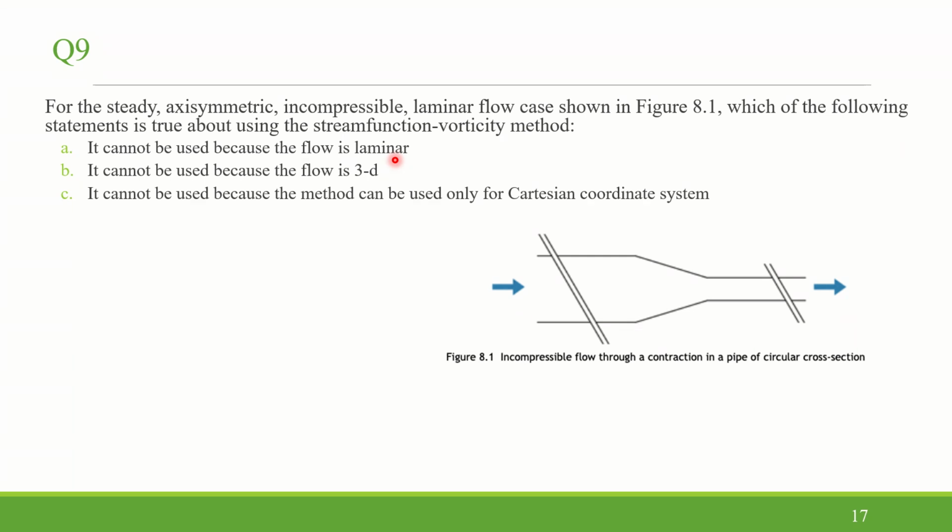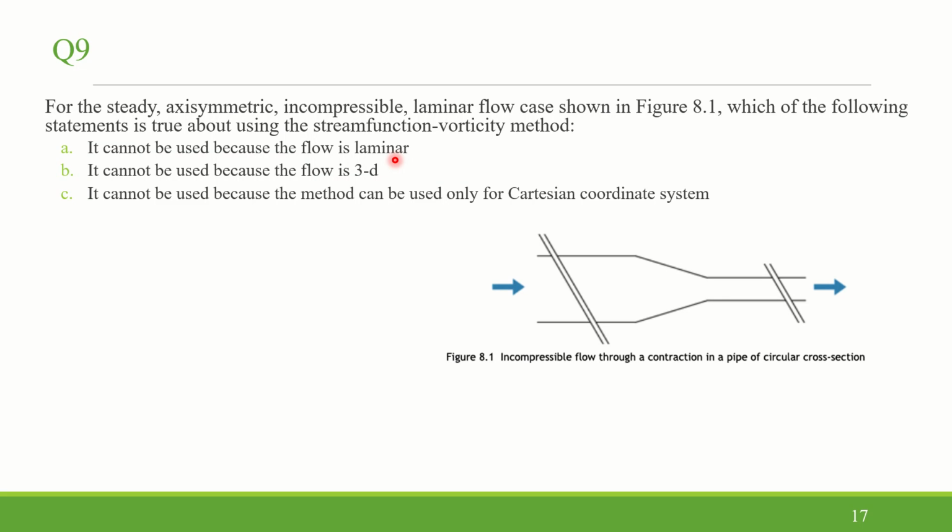Second statement, it is given that it cannot be used because the flow is 3D. Again, this is a false statement. Why? Because even though the stream function vorticity method is restricted to the two-dimensional case, in the statement it is clearly given that it is for steady axisymmetric incompressible flows. So since it is an axisymmetric problem, even though the original system under our consideration is a circular cross-sectional pipe, it reduces to two dimensions that we already saw in the last slide. So it can be used. The stream function vorticity method can now be used for the solution. So the second is false as well.